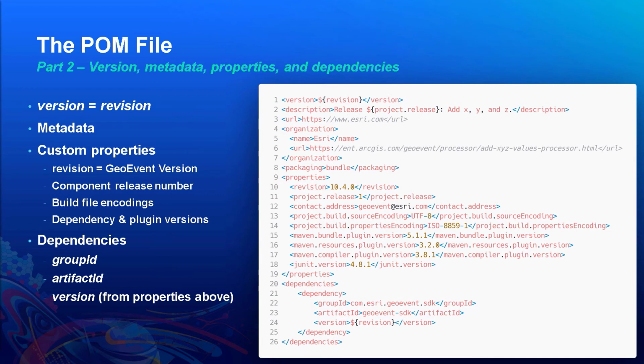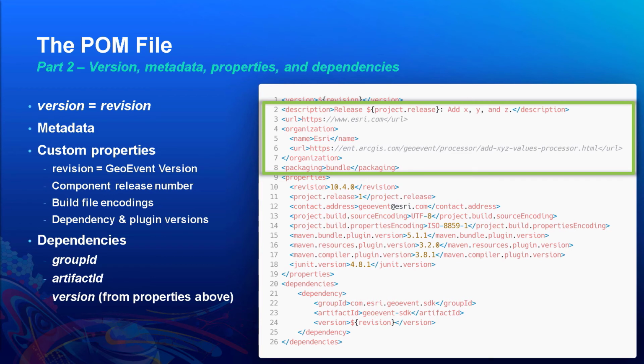The next part of the POM file is the version, metadata, and properties dependencies. I set the version to the revision, which is managed in the properties below. Next is the metadata for the bundle, including a description, URL, and organization information, where the organization URL here actually points to the help documentation if available for this component. If not, don't worry about it. Packaging is set to bundle.